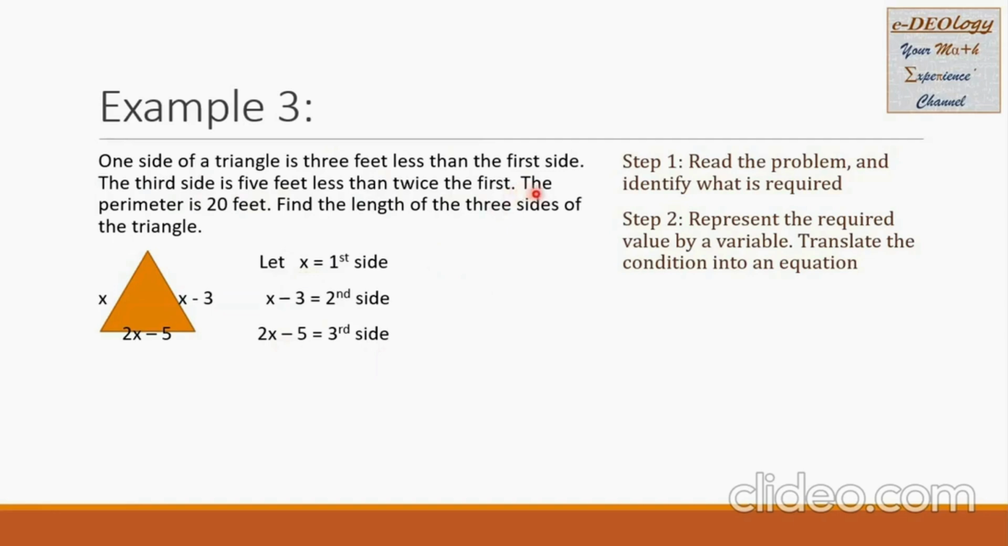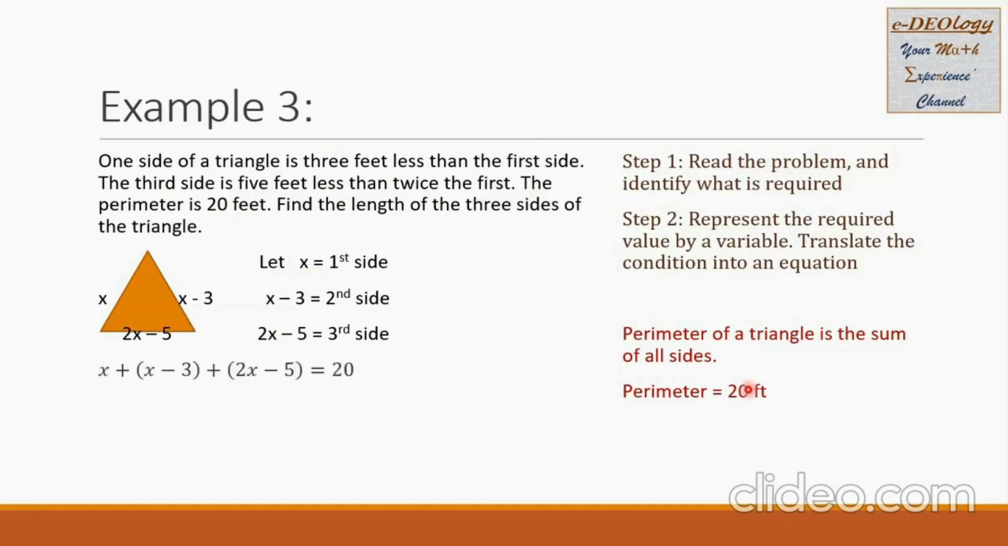Another condition is the perimeter is 20 feet. Let us remember, the perimeter of a triangle is the sum of all sides. And in this problem, the perimeter is given as 20 feet. And then translate the condition into an equation. It means we're going to add the three sides. x is here the first side, plus the second side, which is x minus 3, plus the third side, 2x minus 5, equals the total 20.